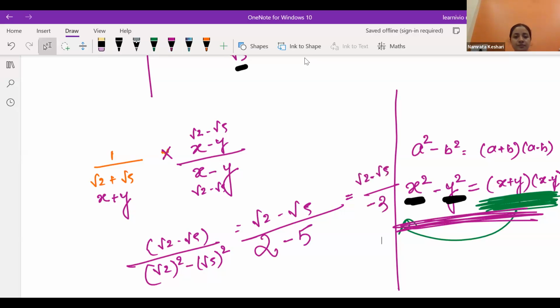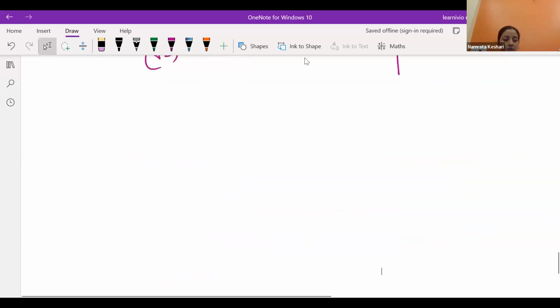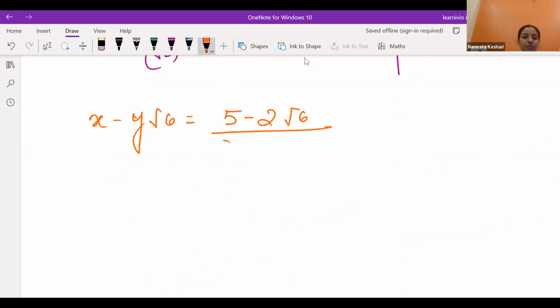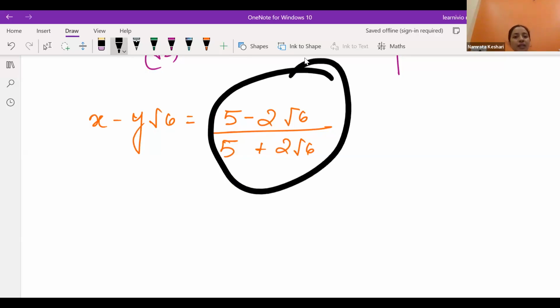Okay, let's do one question from here. If x minus y root 6 can be written as 5 minus 2 root 6 by 5 plus 2 root 6, then find x and y. How? You have to rationalize it properly. And then you have to compare it with the left side to take out x and y. Let's do it quickly because we don't have time in hand.